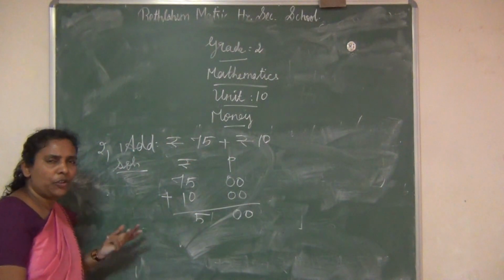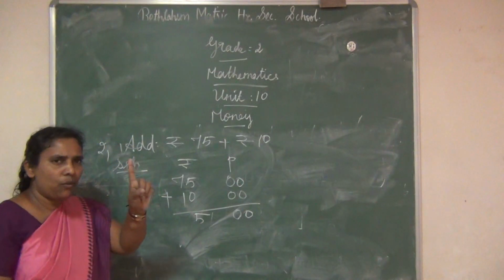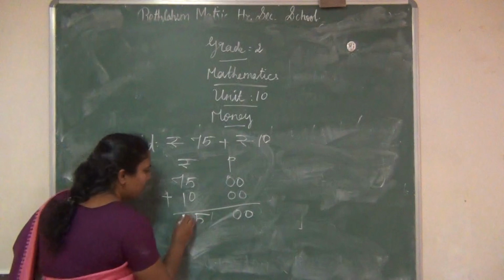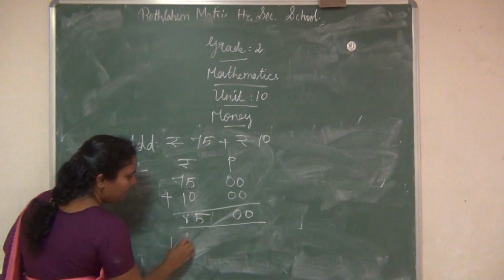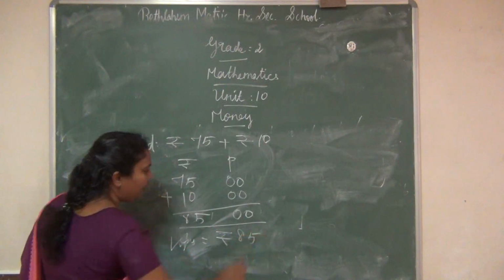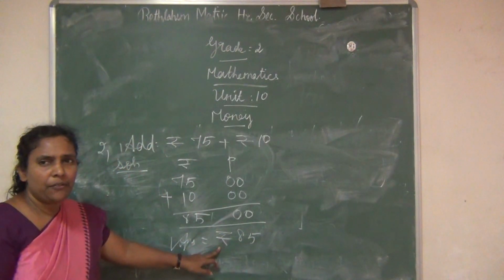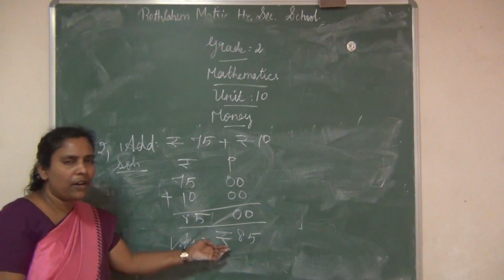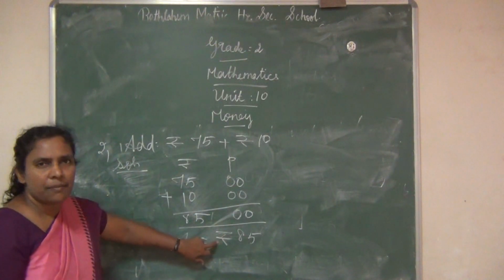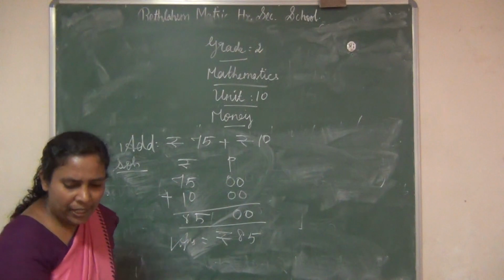Do you know to add? How do you add? 7 in mind. Take one finger. 7 after 8. See it. So here the answer is rupees 85. Don't forget to put rupee. Okay. If you forget, the teachers will reduce your mark. So you should put the rupee symbol. Do you understand? Listen to the next question.